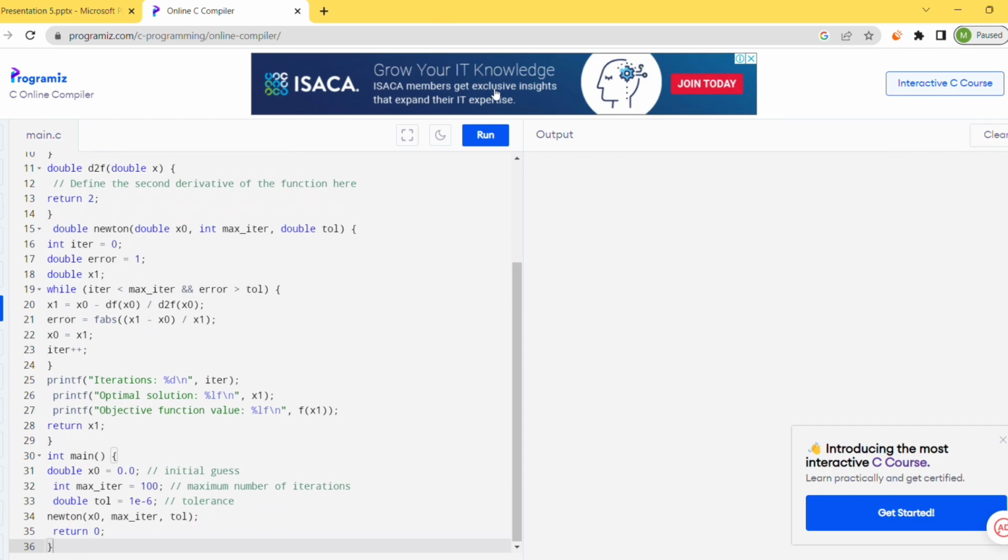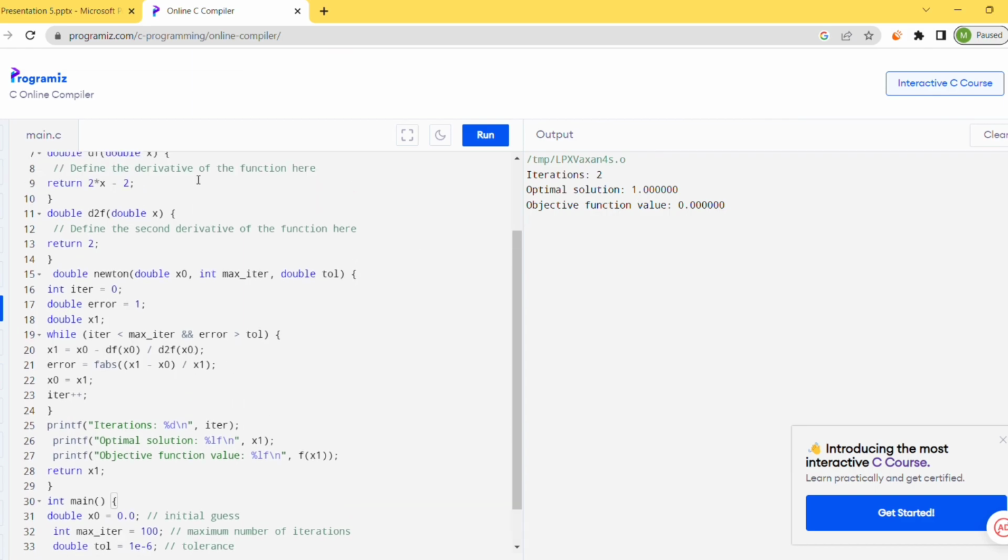When we run this code, we get the number of iterations as 2 and its optimal solution. The value at which x square minus 2x plus 1 will be minimum is 1, and the objective function value is 0.